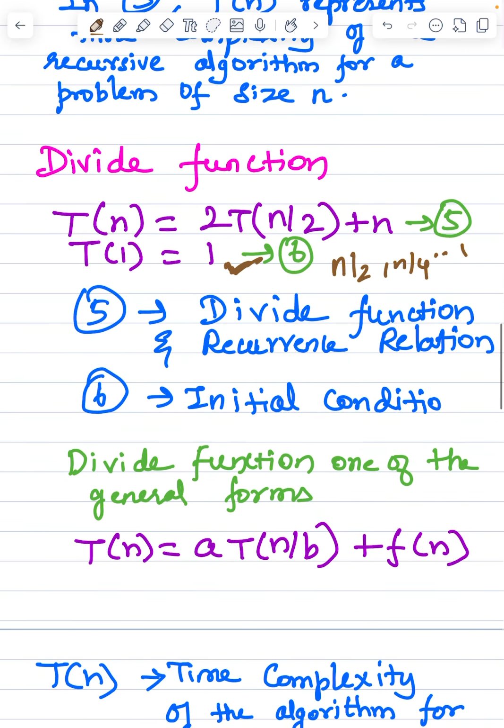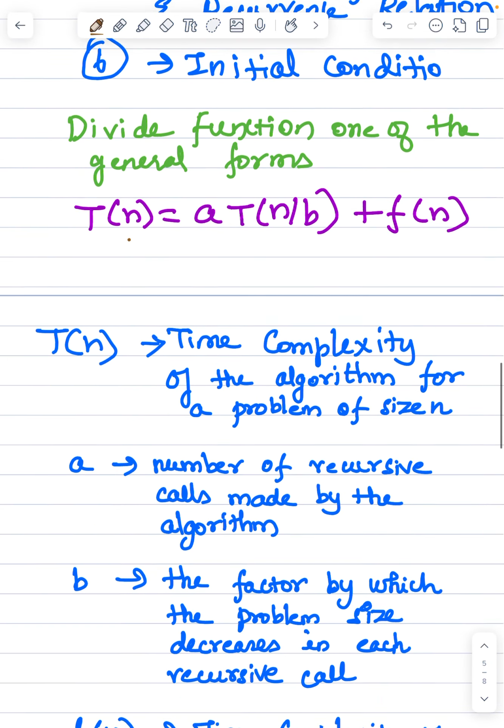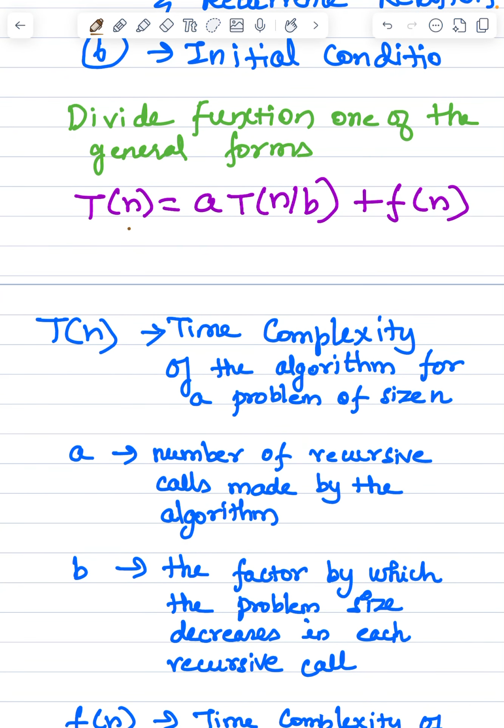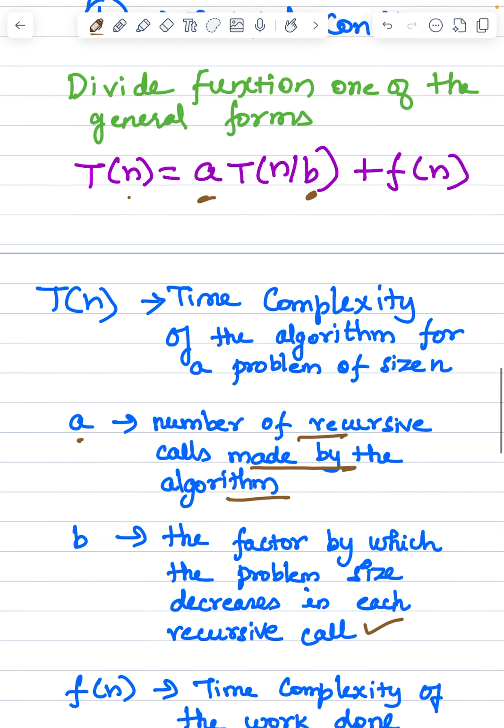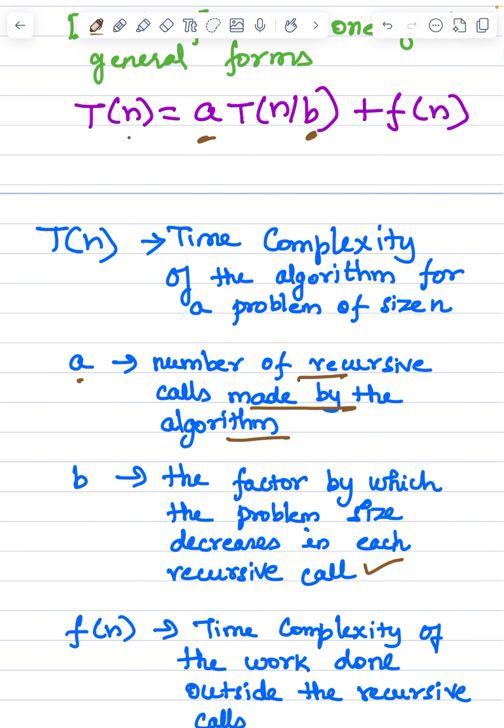This is another one of the general forms of your divide function: T of n equals a into T of n by b plus f of n. Here T of n represents the time complexity of your algorithm for a problem size of n, and a represents the number of recursive calls made by the algorithm. How many recursive calls the algorithm has made defines your a. Similarly, b represents the factor by which the problem size decreases in each recursive call. Do you remember your binary search? The problem size decreases by 2. So this 2 is your b.